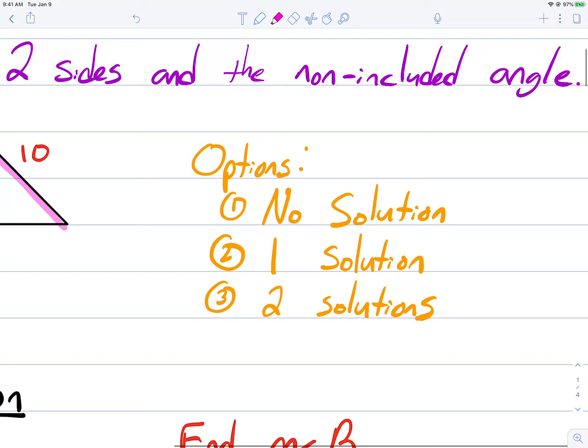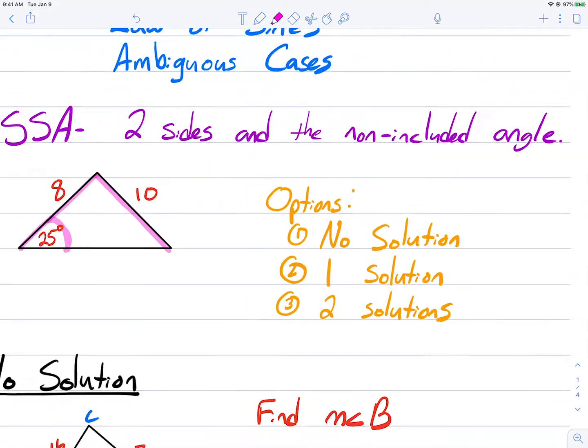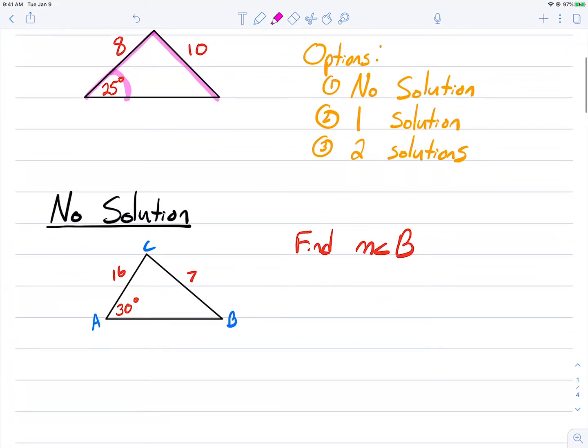So our options for a triangle like that, while using the law of sines, are that there's going to be no solution, there might be one solution, which we've dealt with, or there might even be two solutions. So we're going to practice this real quickly, and then you're going to work on an assignment. So let's talk no solutions.